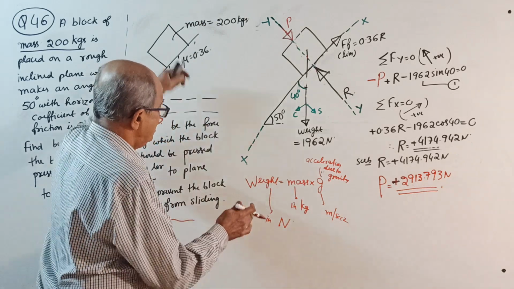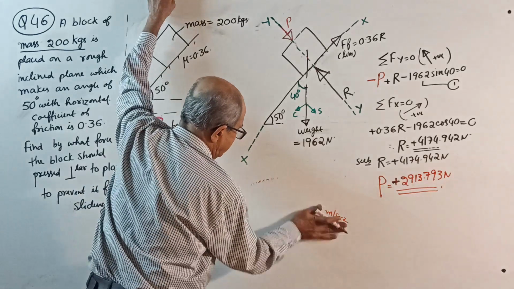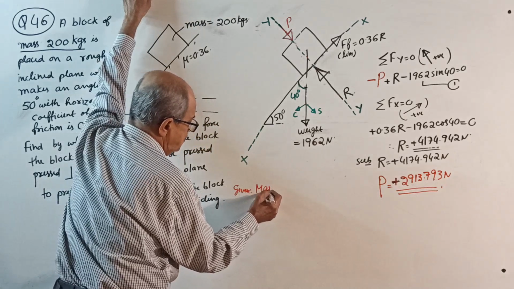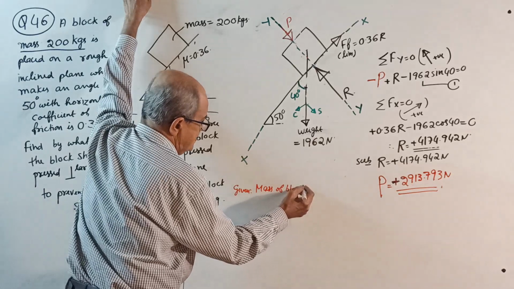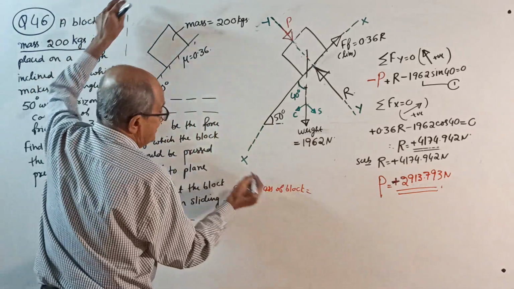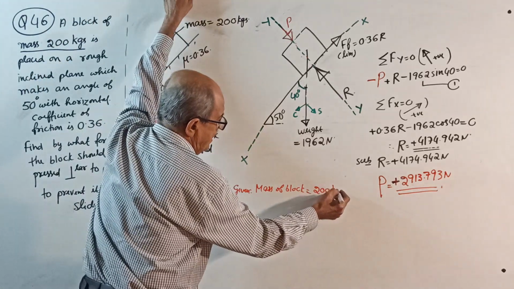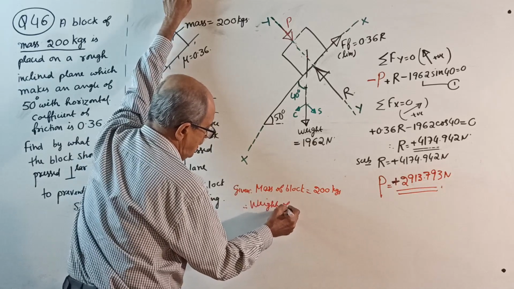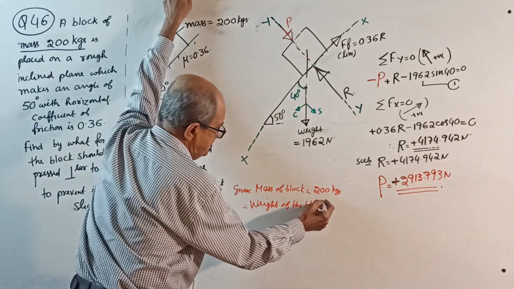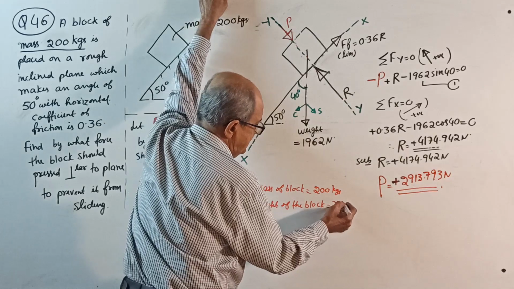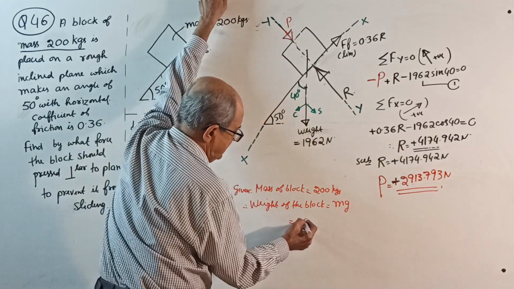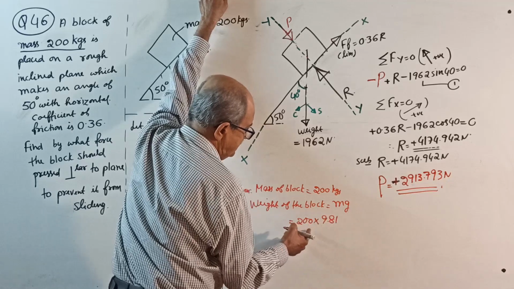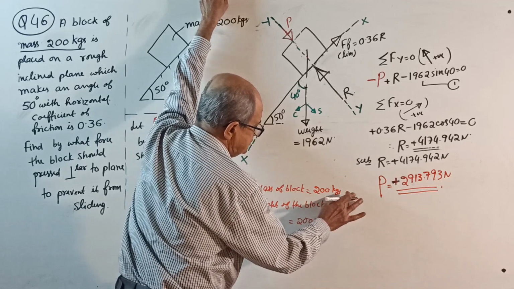Therefore, make a note here in this question. You write all these right here correctly. Given: mass of block equals how much? 200 kilograms. Therefore, weight of the block, you write this way, equals mass into g, equals 200 kilograms into g, take 9.81, that is in meter. Mass should be in what?